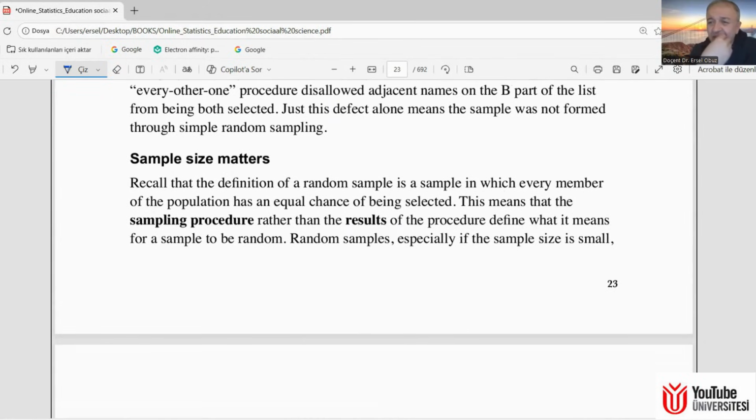Does sample size matter? Yeah, it really does matter. Sample size really does matter. Therefore, the sampling procedure, rather than the results of the procedures, defines what it means for a sample to be random. So we have to do the job properly to have a representative sample. Okay.